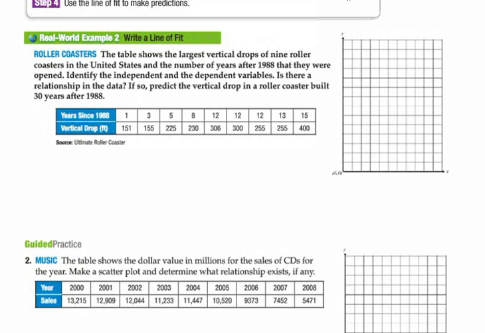So let's go ahead and identify independent and dependent variables so we know how to graph this. Vertical drops depend on how many years since 1988. So vertical drop is our dependent, years since are going to be our independent. Now that we know that, let's put together this graph. We know this is years since 1988. We know that this is the drop in feet.